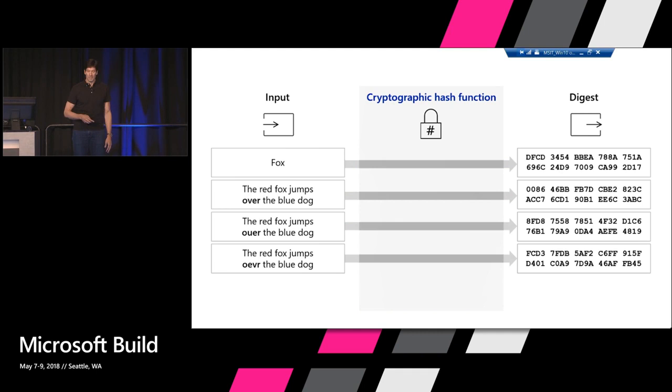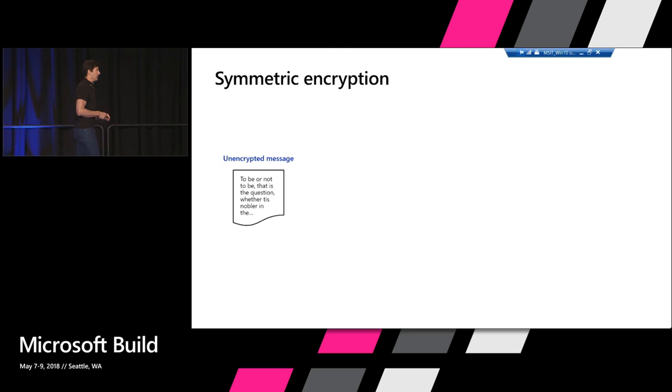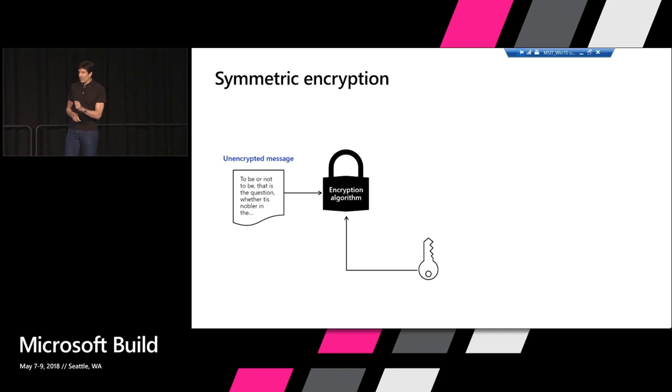And so the next concept I'll talk about is encryption. I'll start with symmetric encryption, which everybody's familiar with. You take an unencrypted message, you pass it through an encryption algorithm, which has a key that you apply to it, that key being unique, and then out pops an encrypted message.